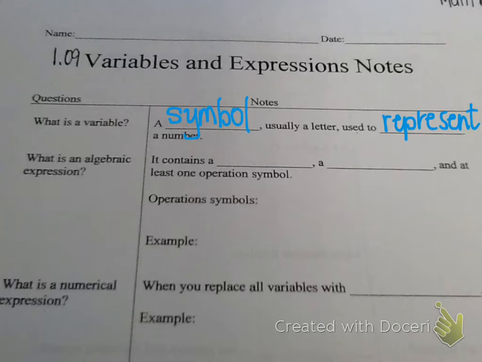An algebraic expression contains a variable, a number, and at least one operation symbol. And the operation symbols could be add, subtract, multiply, and divide. Those are the operations. But multiply has a few different operation symbols, as does divide. So they could be parentheses, a fraction bar, etc.